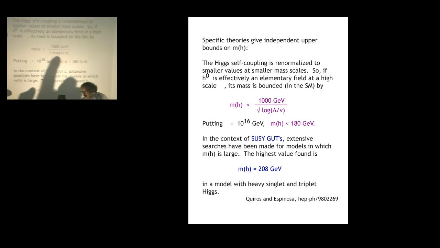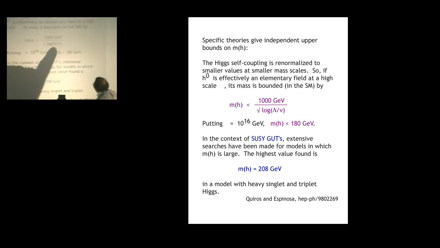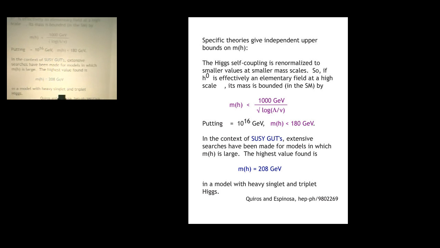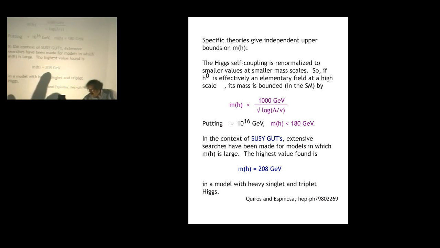Very roughly, the upper bound is given by a formula that looks like this. So it involves in the denominator the log of the high scale up to which the Higgs is elementary. If you just plug in a value like 10 to the 16th GeV, the number again, this is, please remember, completely independent of the previous argument, comes out to be about 200 GeV. Actually, in the context of supersymmetric grand unified theories, theorists have made an extensive search for models in which the Higgs mass goes as high as possible, but still is subject to the renormalization group physics that I've described here. The world record to date is a mass of 208 GeV, which is given in this paper.